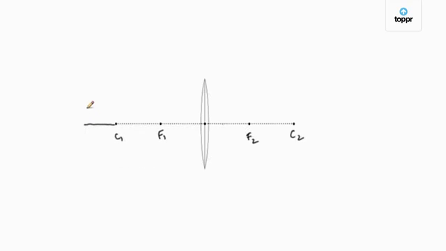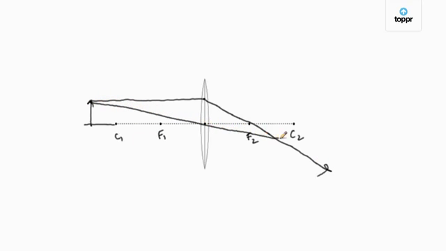Now, let us place our object beyond the center of curvature. Draw the first ray parallel to the principal axis, which after refraction is going to pass through the principal focus. Draw the second ray through the optical center, which will pass undeviated. Draw one more ray from the foot of the image, also through the optical center, which is going to pass undeviated. Therefore, the image we get is real, inverted and diminished in size.